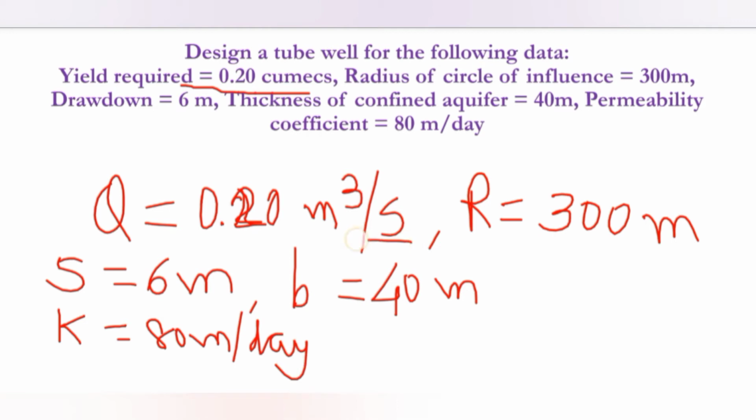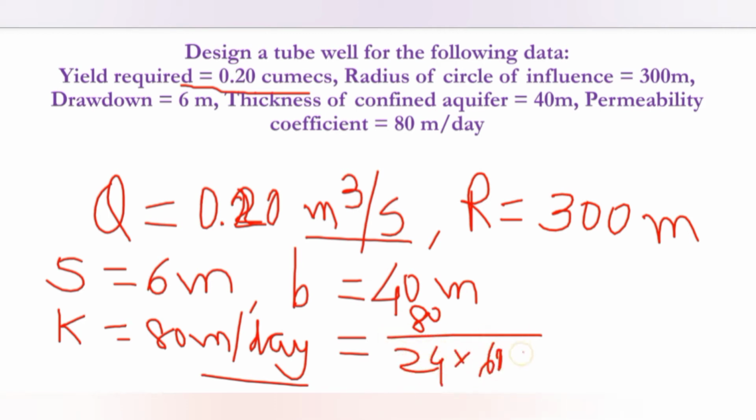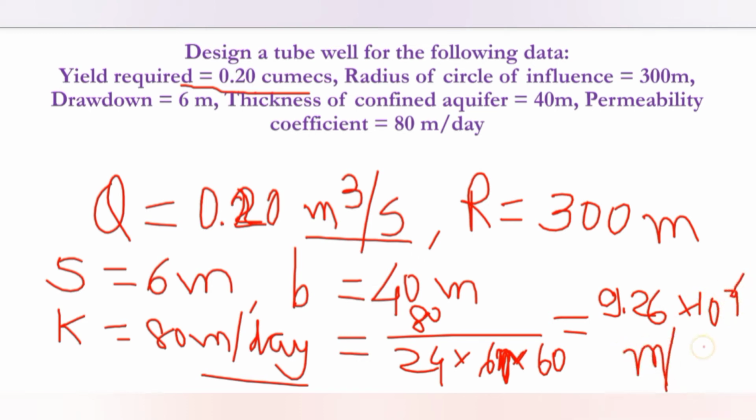As the discharge is in meter cube per second, we'll convert this from meter per day to meter per second. So it will be 80 divided by 24 into 60 into 60, as one day is 24 hours, 60 minutes, 60 seconds. So on solving this, we get 9.26 into 10 raised to minus 4 meter per second.